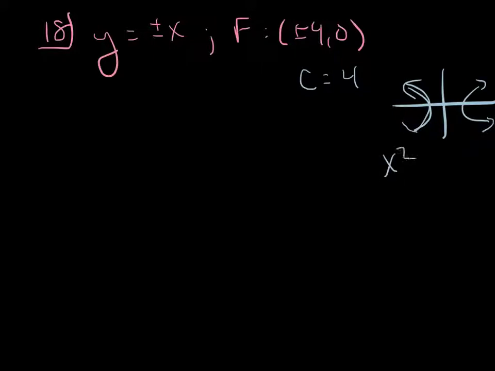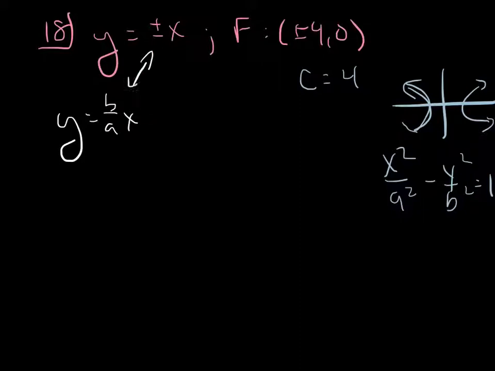That tells us x squared over a squared minus y squared over b squared is equal to 1. And then y is equal to b over a x, and I have this as my asymptotes. So that's supposed to be equivalent to y equals 1 over 1 x. So I check. b over a should be equal to 1 over 1, which leads me to think b is 1, a is 1, c is 4.